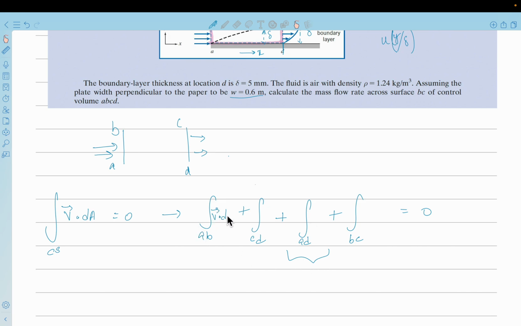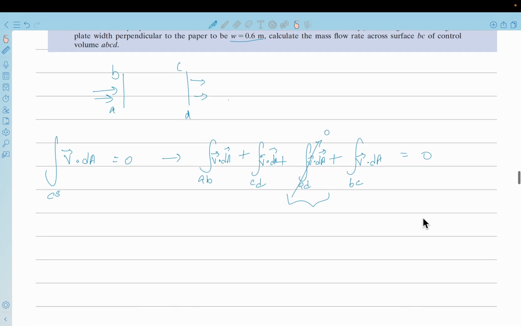There is a solid boundary, and what are we actually integrating? We are basically saying V dot dA, right? So here in this case, your velocity is 0. Okay, so if the velocity is 0, then this entire integral drops to 0, and this is what I need to find. And for AB and for CD, we know the velocity profiles, so we can do the integration.